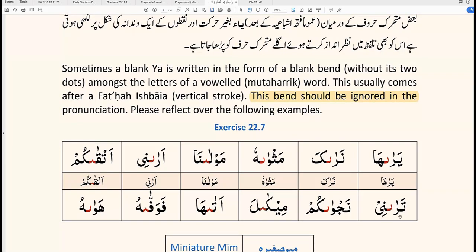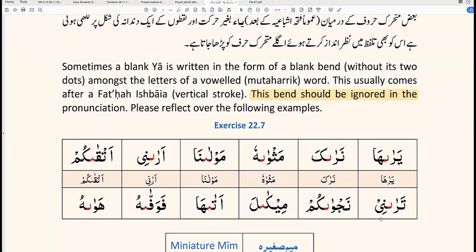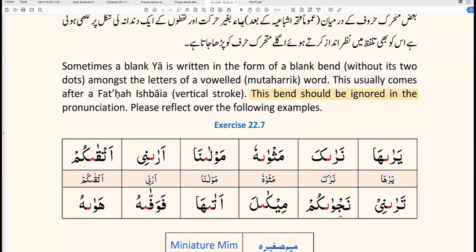Very nice. Let's go back to here. Darani. Najwakum. Mikala. Well done.